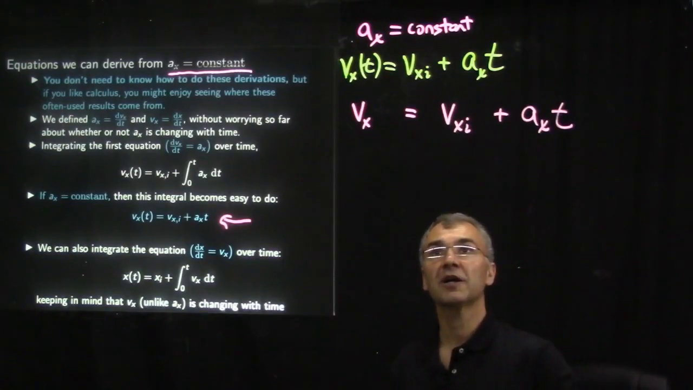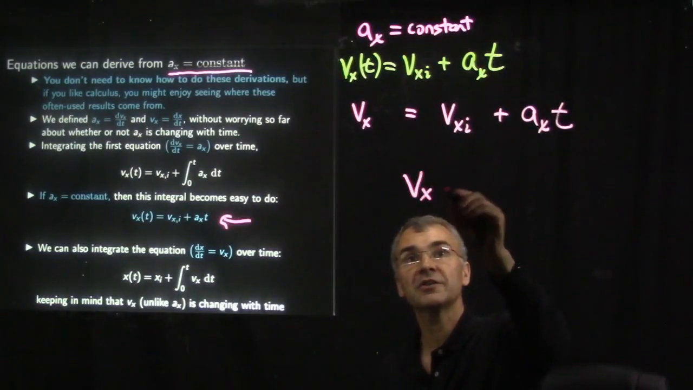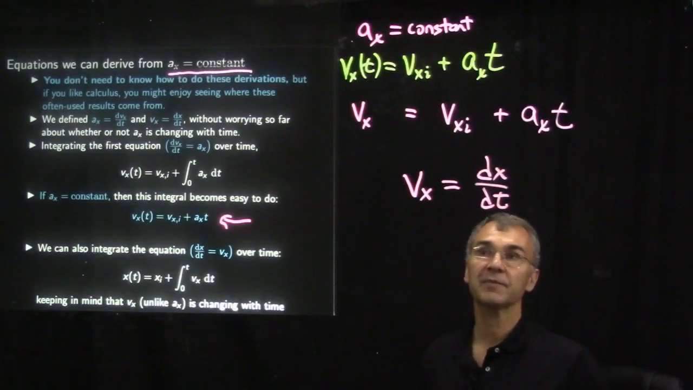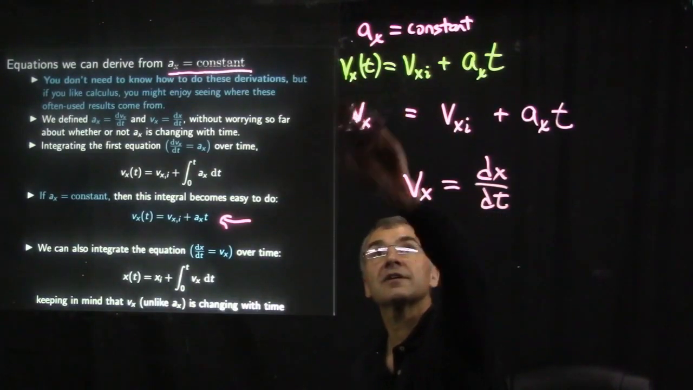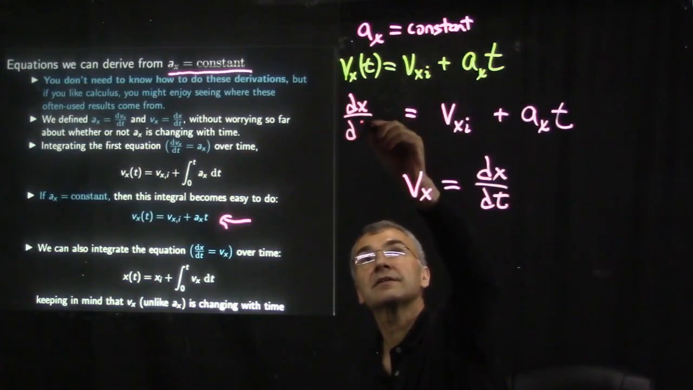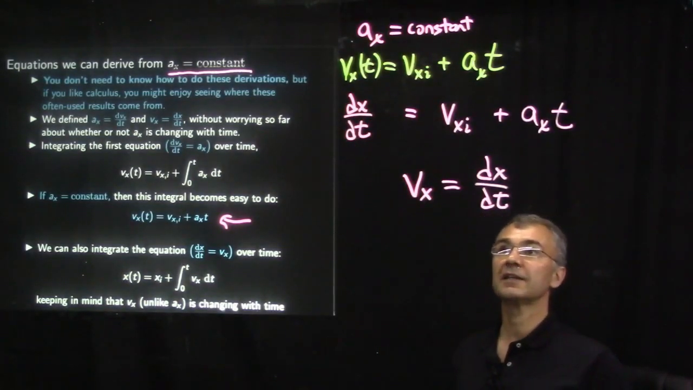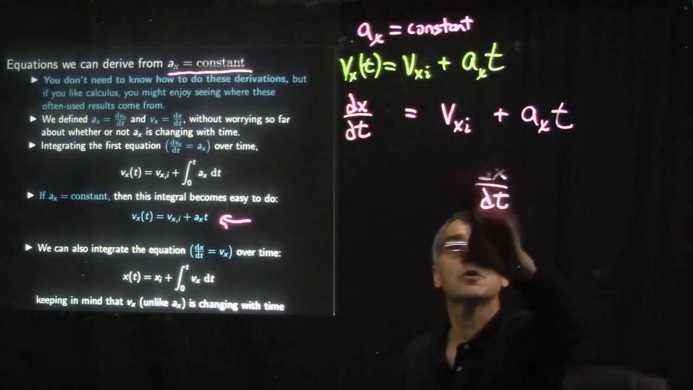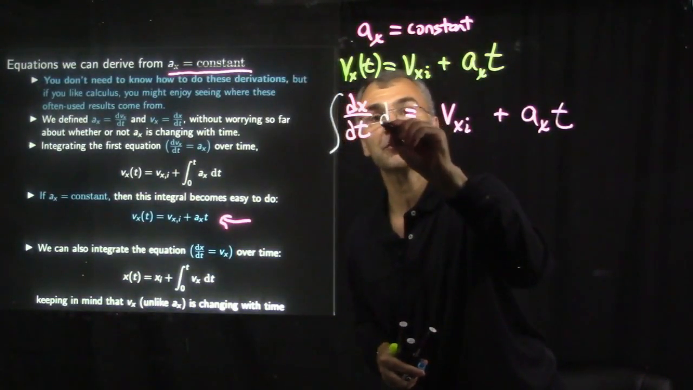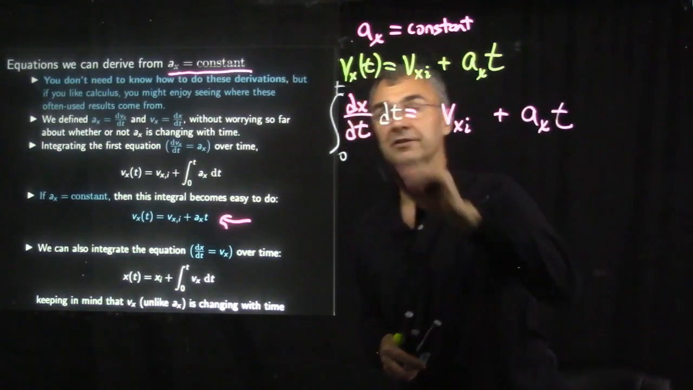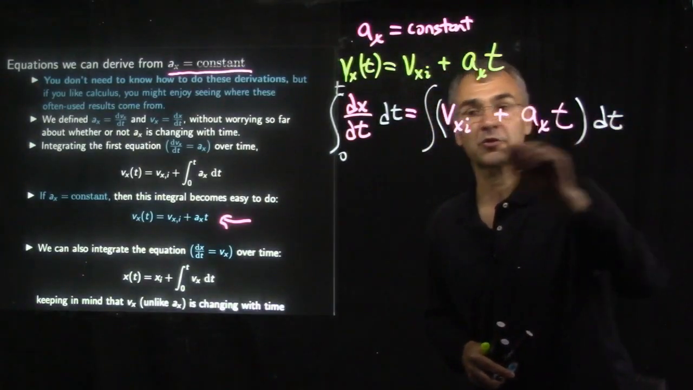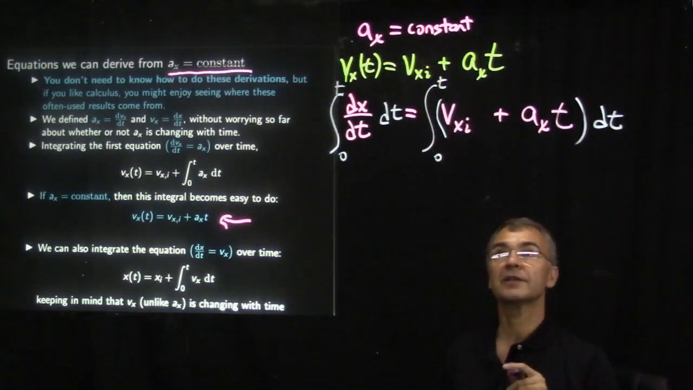Now, before we go on, let's remember that the definition of v sub x is dx by dt. That's just a definition. So let's erase this and in its place write dx by dt. And then we want to integrate both sides. So we can integrate this side with respect to time from 0 to t, and then we'll put some parentheses here, and we'll integrate this with respect to time from 0 to t.